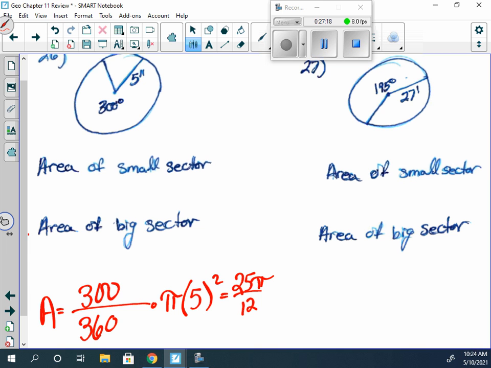Now, would this be the bigger sector or the smaller? Bigger. Well, 300 is our measure, yes? What's the whole circle? 360. So the only way that this would be the smaller sector is if the other angle was bigger than 300. Can we have an angle measure in a circle greater than 300? Not if one of them is 300. So the other one has to be smaller.